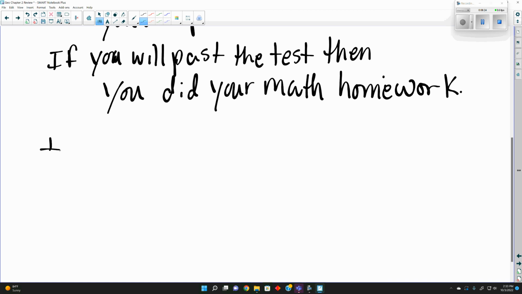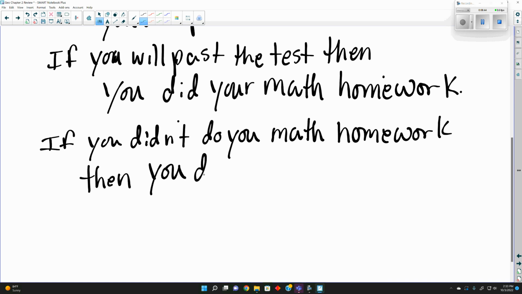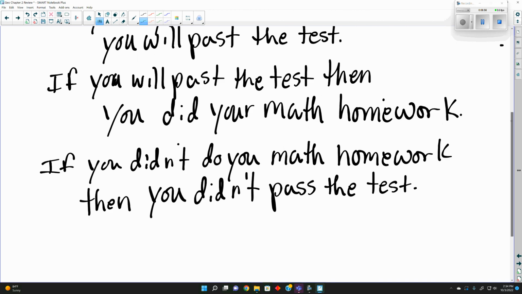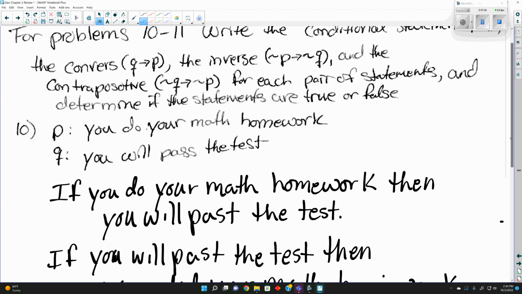Now the inverse: if you didn't do your math homework, then you didn't pass the test. Write the conditional statement, converse, inverse, and the contrapositive. It asks for all four.